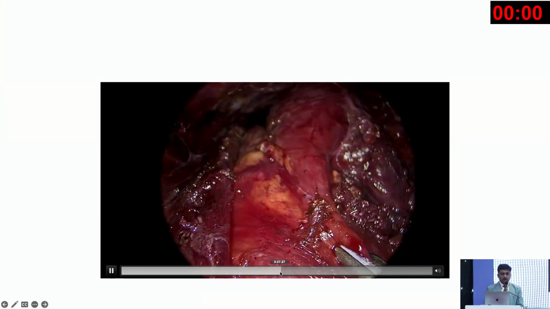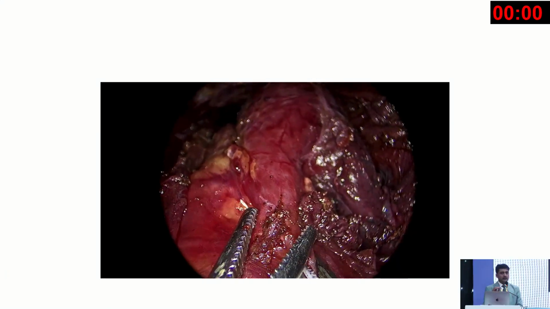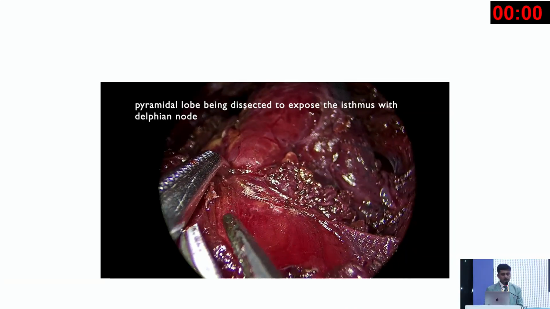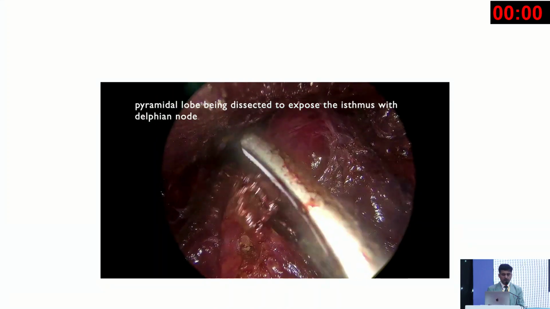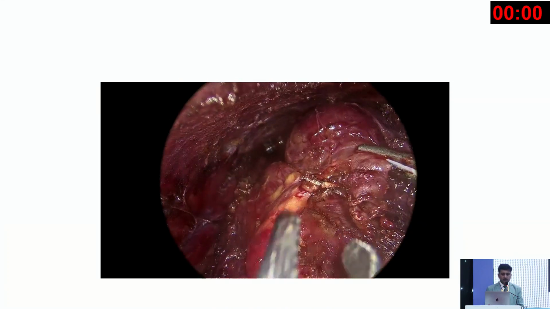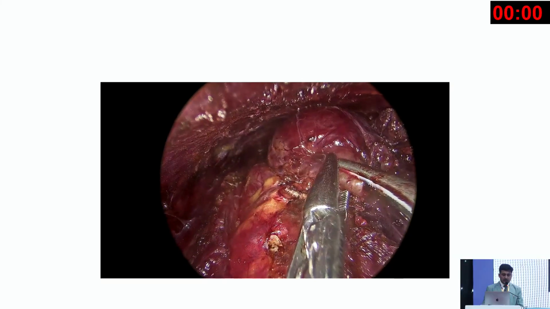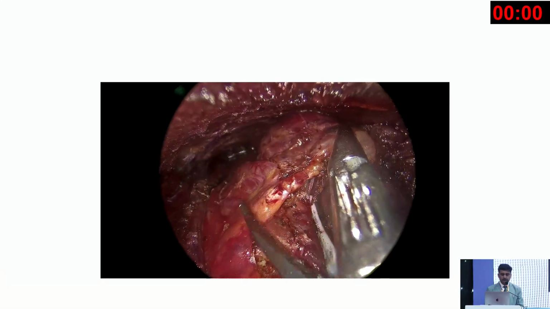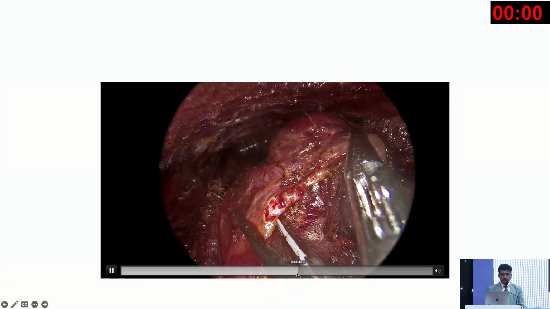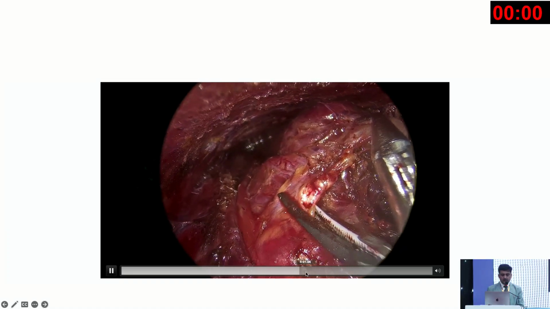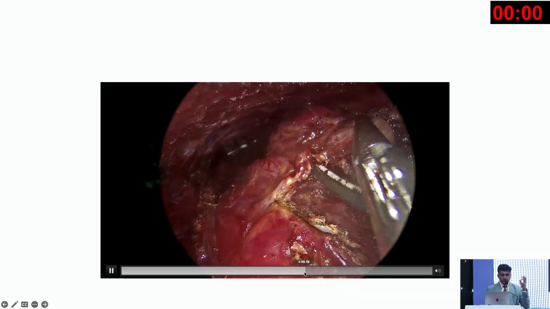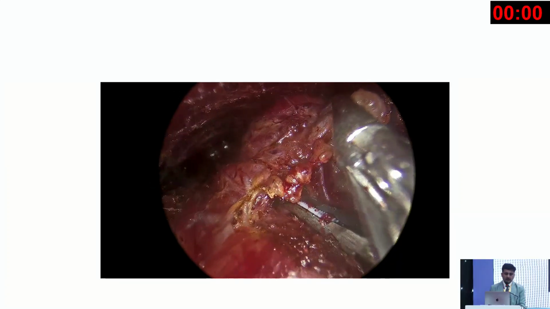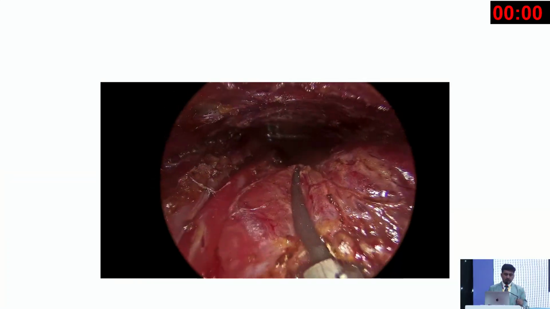Now most patients will have a pyramidalis. It may be smaller in length, it may be larger, but the majority of patients will have a pyramidalis. So you always try and look for the pyramidal lobe. Take the pyramidal lobe, just keep following it and you will find the isthmus. So once I separate the isthmus, the thyroid is free from superior, lateral and medial midline attachments, and then it is easy for me to handle it.